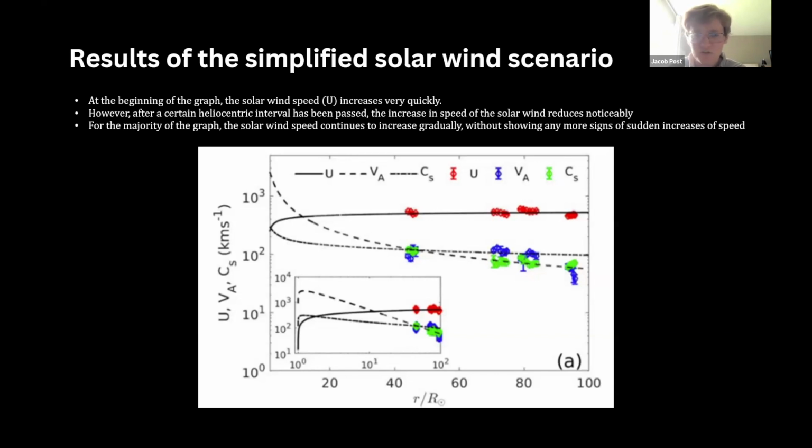Towards the end of the graph, at around 100 solar radii, we can see that the solar wind speed ends at a value of approximately 400 kilometers per second. And we're going to keep that value in mind moving forward.